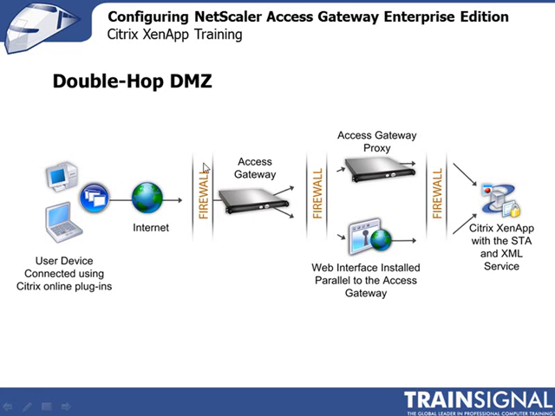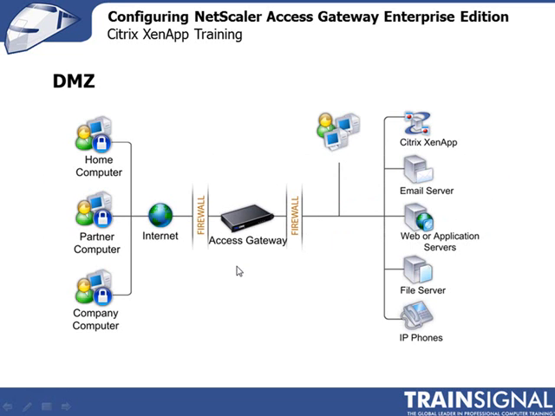There's always the double hop DMZ, where you have one, possibly two NetScalers, one in your first DMZ, one in the second. You have the Web Interface that's parallel to the NetScaler, and then you have your secure network. We're not going to do that either. What we're going to deploy is a traditional DMZ type deployment where the NetScaler is actually sitting in the DMZ.